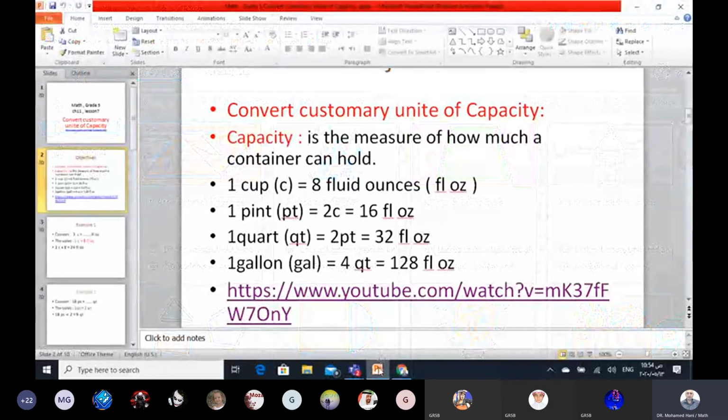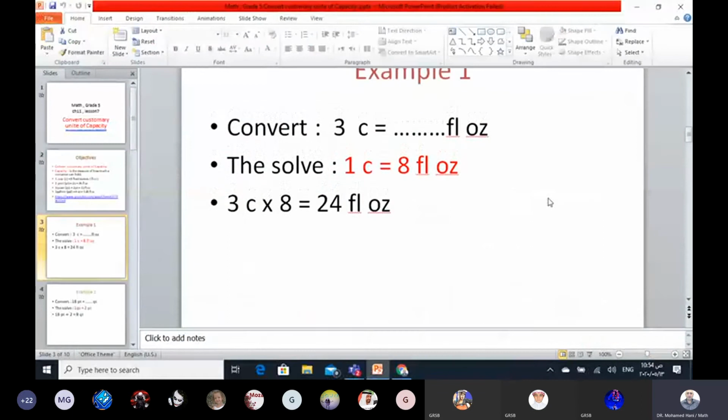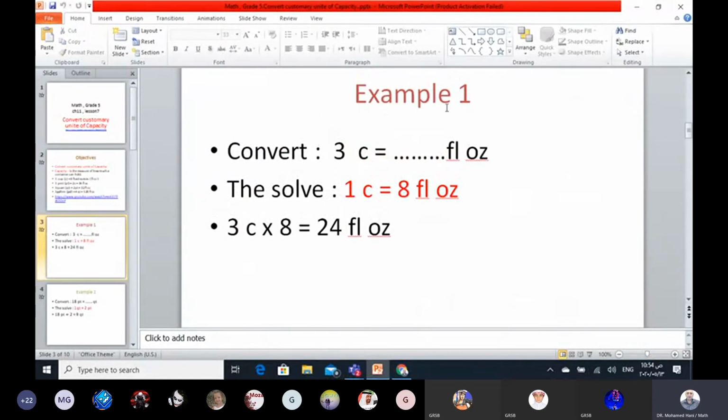Okay, this is the meaning of how to convert customary units of capacity. Now, we have example 1. The question: convert 3 C to fl oz. What's the meaning of C here? When you see the letter C, it means cup. What's the meaning of FL OZ? Fluid ounces. So, how do we convert from cups to fluid ounces?